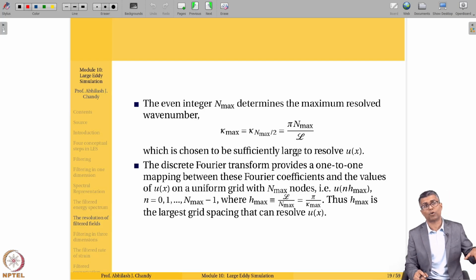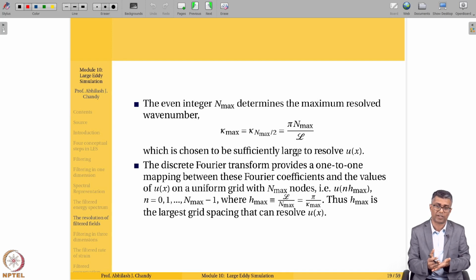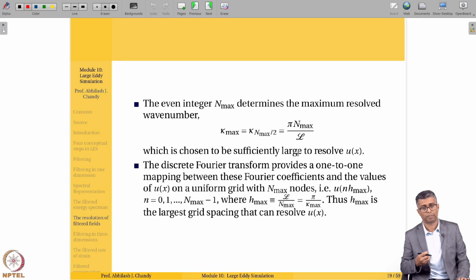So kappa max, according to the rule that we were using earlier, will basically correspond to 2 times the Kolmogorov scale. If you remember, it's about 2.1. We wanted it to be that ratio. So 2 times the Kolmogorov length scale would correspond to the maximum resolved wave number for DNS. And that is what kappa max would represent.